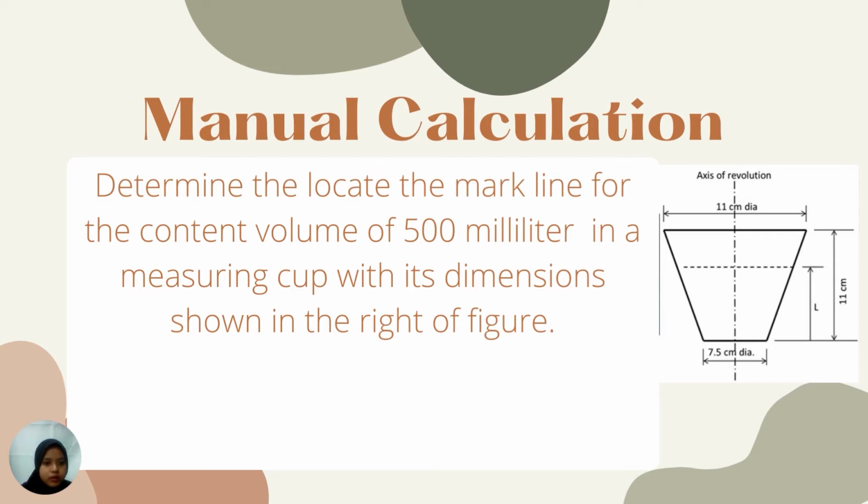So the problem is to determine the location of the mark line for the content volume of 500 milliliters in a measuring cup with its dimensions shown in the right figure. We assume the mark on the measuring cup for 500 milliliters is situated at L as indicated in the figure. We thus need to determine the value of L so that the volume of the measuring cup with the content at height L is 500 milliliters.